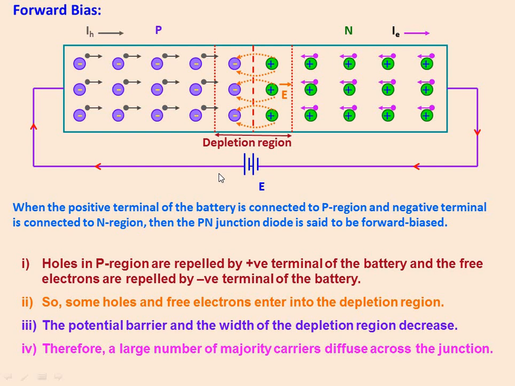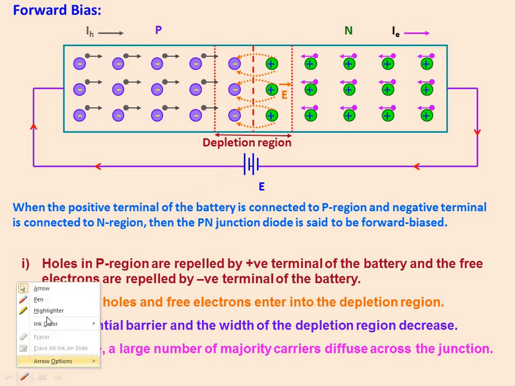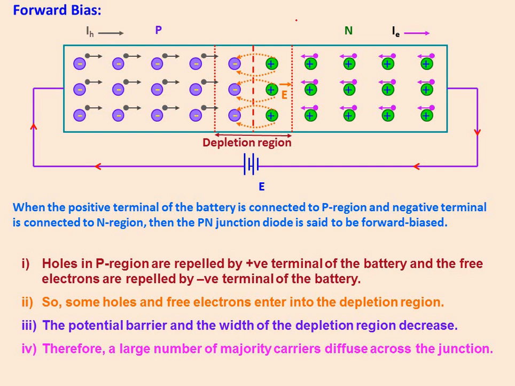Okay, so if V is the external applied voltage and VB is the barrier potential, then the net potential in the forward bias we can give as VB minus V, where VB is the barrier potential and V is the applied potential. Let's say suppose we call it VB minus V.